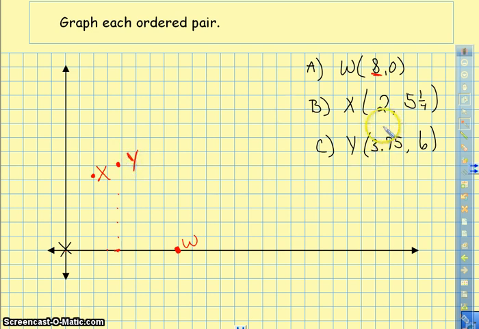So when you have a mixed number or a decimal, this is your whole number. That's going to tell you the exact number to go over first. And then you're going to do a little bit of estimation for the fourth and the 0.75. The better you know about fractions and decimals, the better you're going to do on this section.